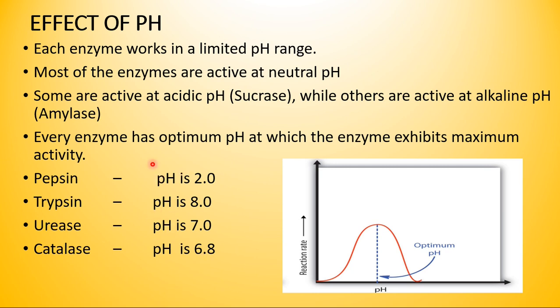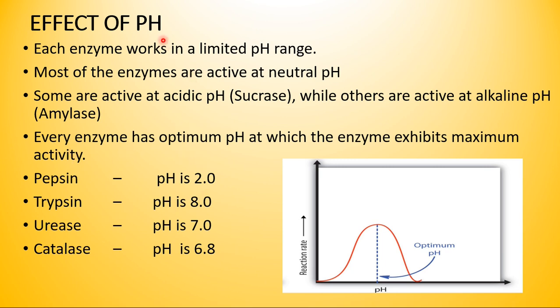So these are the examples where some of the enzymes have their optimum pH, showing the maximum activity. Since enzymes are proteins, pH changes affect the ionic characters of the amino groups and the carboxylic groups present on the protein surface. And obviously, they are going to affect the catalytic nature of an enzyme.